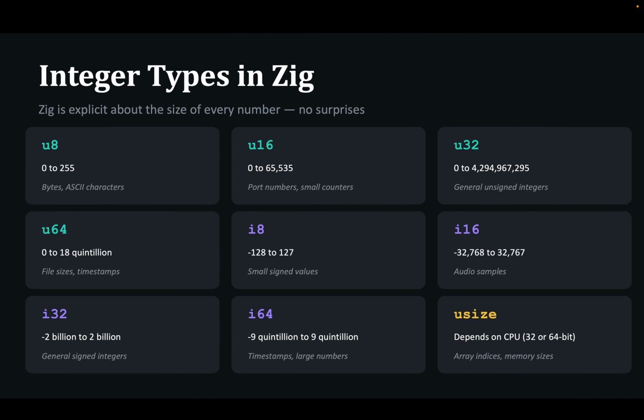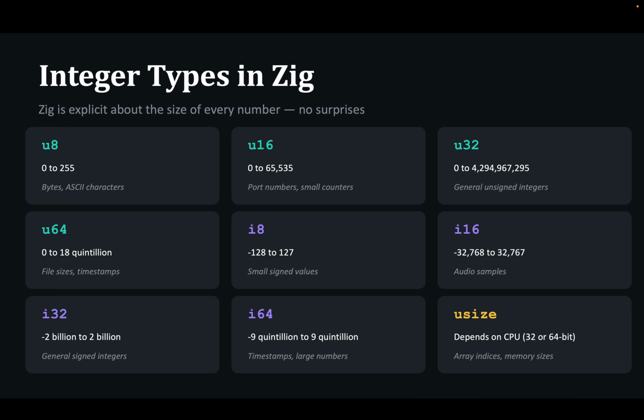Now, coming to the slides. Zig is very explicit about the size of every number. There is no "just use int and let the compiler figure it out." You choose the exact size you need. The type name follows a simple pattern. The letter tells you whether the number is signed or unsigned, and the number tells you how many bits to use. So u8 means 8 bits. It can hold values from 0 to 255.